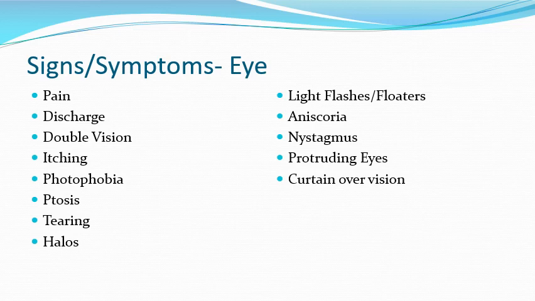So when you do an evaluation, whether it be a neuro evaluation for a closed head injury or an eye exam, you note that. Nystagmus is another thing that could occur with a head injury. It's a neurological pathology, a rhythmic oscillation of the eyes, or some people call it dancing eyes. Protruding eyes, where you can get retraction of the eyelids and the eyes are just protruding out a little bit more. Or a curtain over the vision.